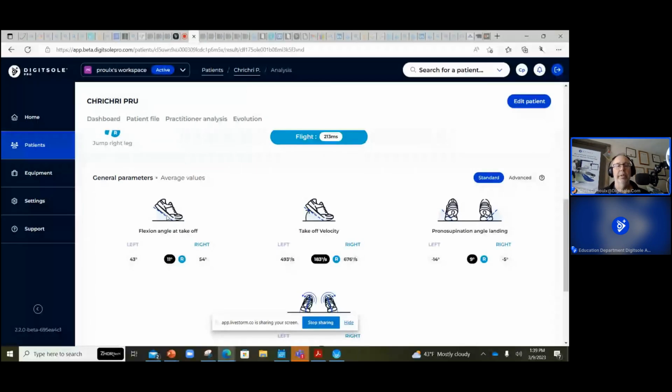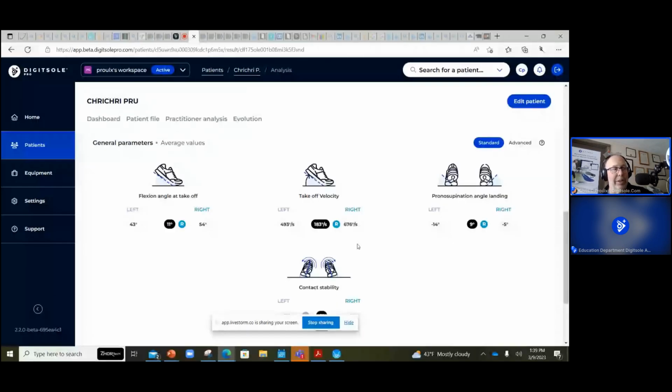Which again is the foot orientation. So much greater angulation on that right foot. So they're taking much better advantage of pushing off from that lower limb on that side. Okay. As a result, we also see a much higher takeoff velocity. And again, it makes sense. The faster your velocity when you take off, the further you're going to be able to jump.